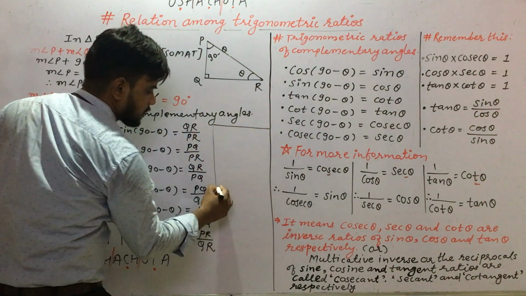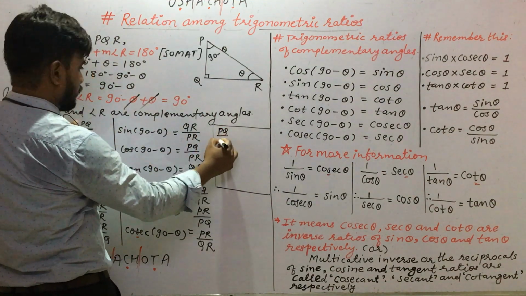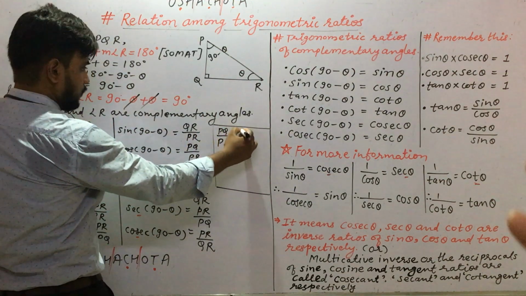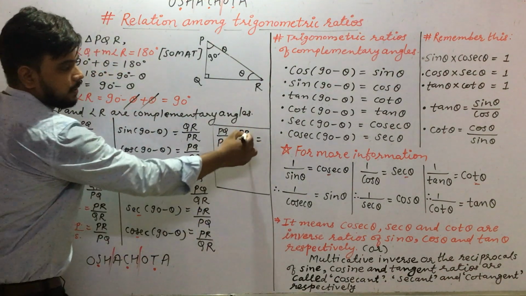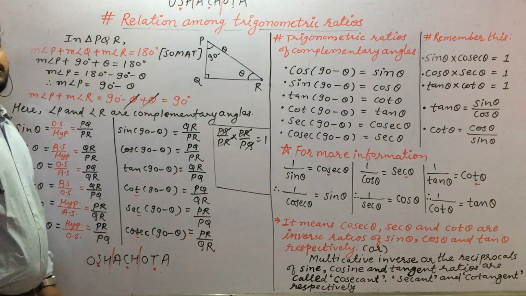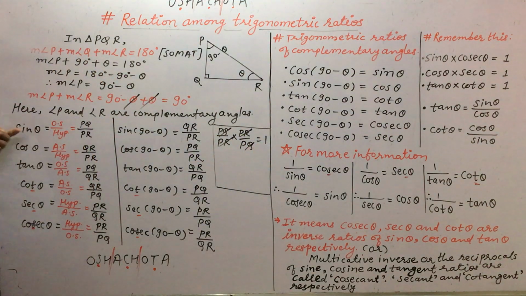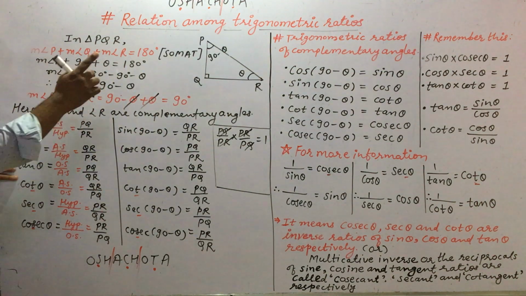So I'm making this box here. I will multiply PQ upon PR into PR upon PQ. Now let's divide. PR gets divided, PQ is divided. So the answer is 1. So that's how we can say sine theta into cosec theta is 1. Right? And similarly we can get cos into sec is 1 and tan into cot is 1.